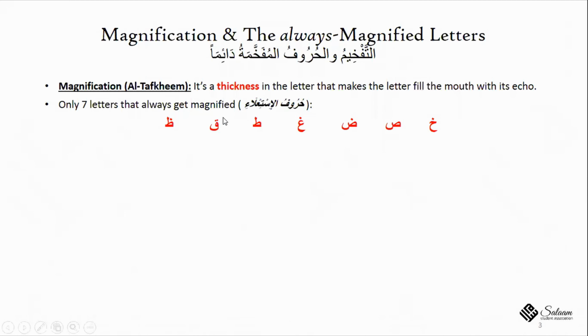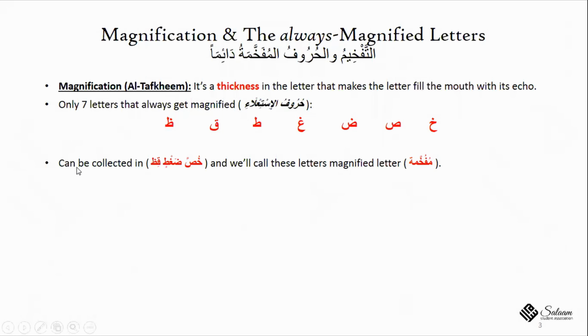Qa. So qa, you cannot say ka. Ka is simplified, and this is another letter. Qa needs always to be magnified. مفخمة. Qa. And the last one, dha. These 7 letters are called حروف الاستعلاء. This is just a scientific name of these 7 letters. And these letters have to be all the time مفخم, have to be pronounced like this. Kha, sa, da, gha, ta, qa, dha.